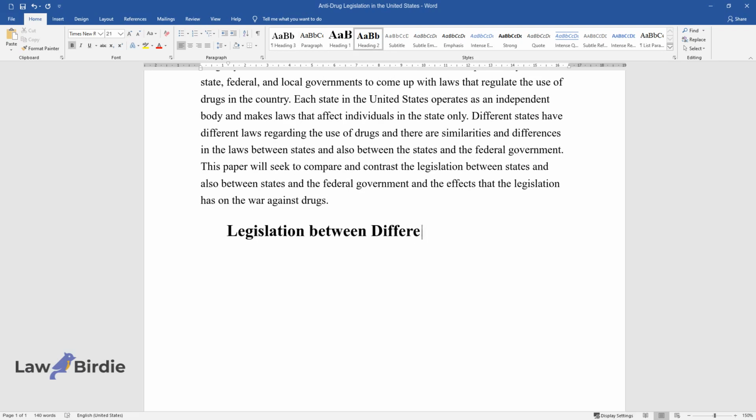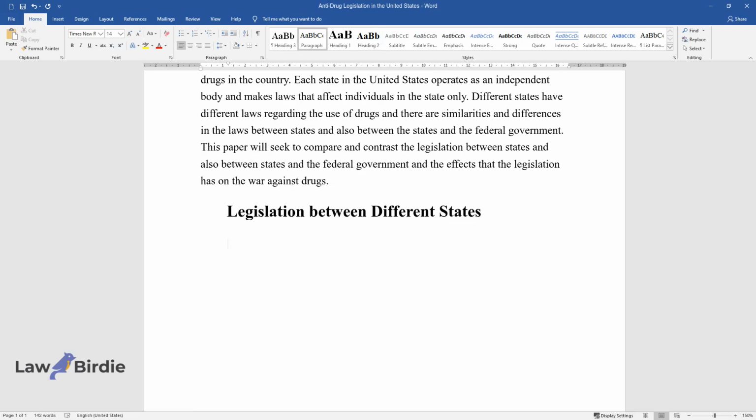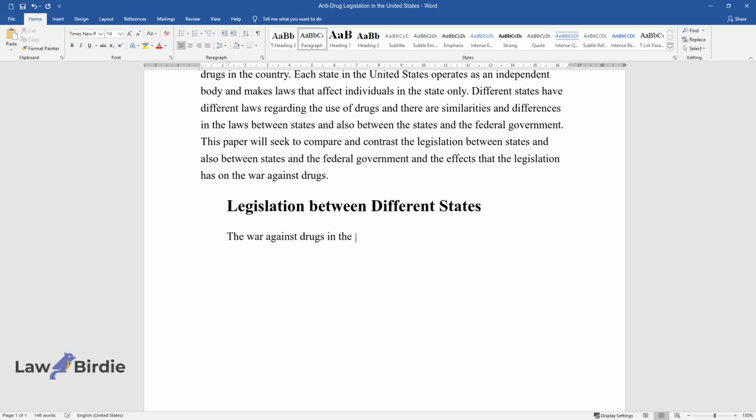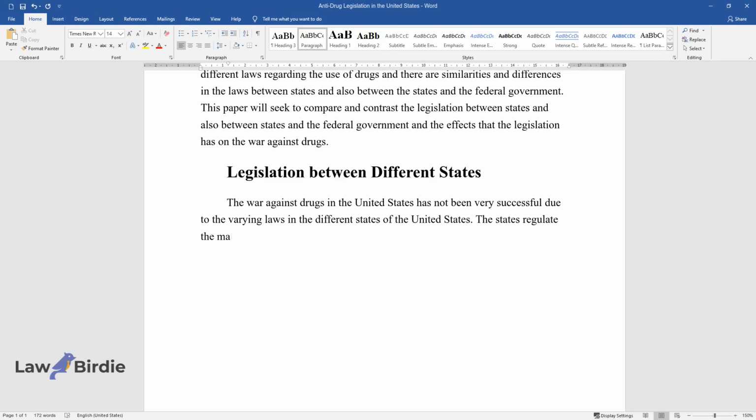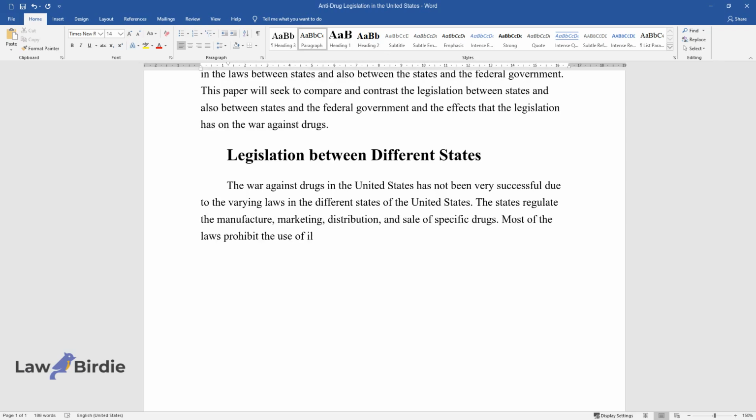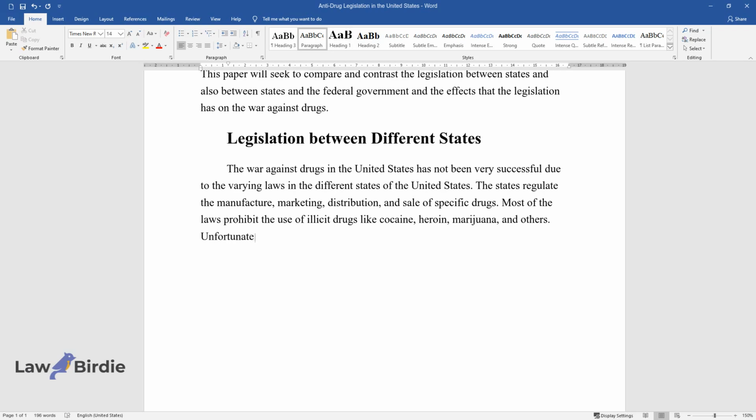Legislation between different states. The war against drugs in the United States has not been very successful due to the varying laws in the different states of the United States. The states regulate the manufacture, marketing, distribution, and sale of specific drugs. Most of the laws prohibit the use of illicit drugs like cocaine, heroin, marijuana, and others.